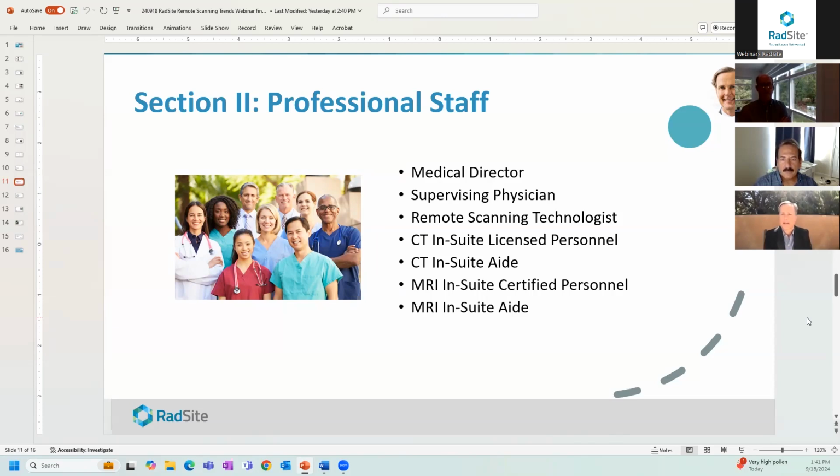And then how about the other roles? What do we mean by in-suite aide? And that we have for MR and CT. What is the relative role of an aide, and what might be the qualifications for an aide?